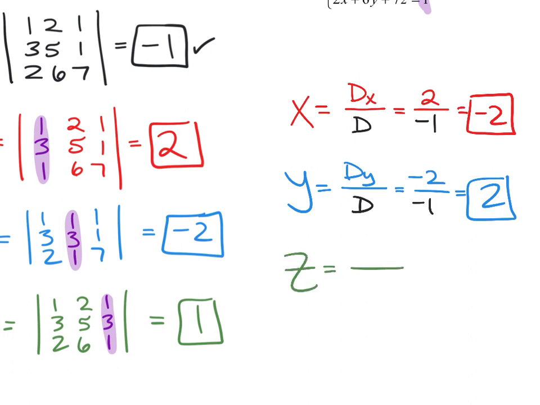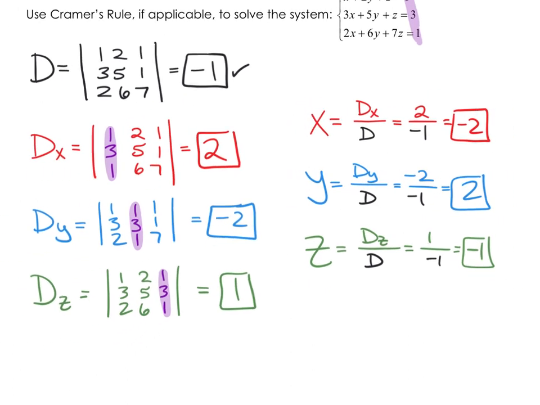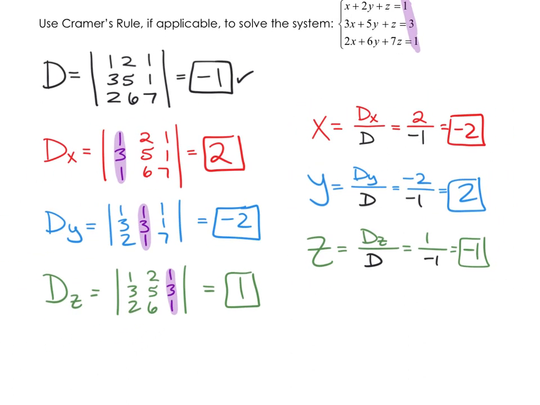My z coordinate for this one would be the determinant of z's divided by the determinant, which would be 1 divided by negative 1. Therefore, my z value would be negative 1. So my ordered triple would be negative 2, comma, 2, comma, negative 1.